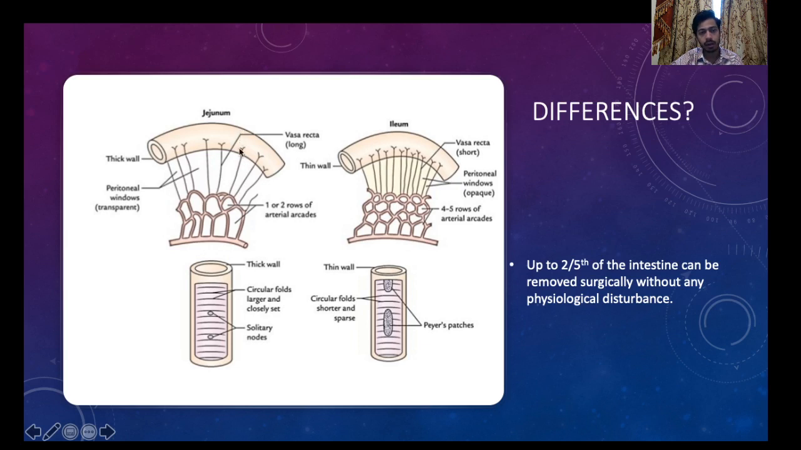This will be quite long in the jejunum. So in the first 8 feet of the small intestine, the vasa recta will be quite long because it's the jejunum. And then from that point onwards, they're usually quite short, but they have a network which is known as arcades, and they have more arcades than the jejunum.